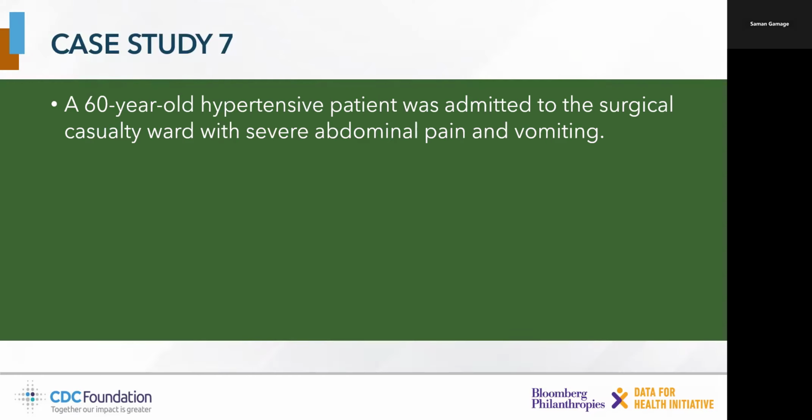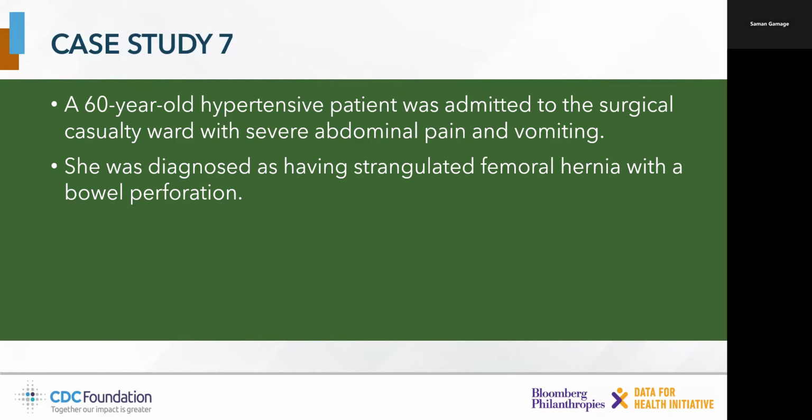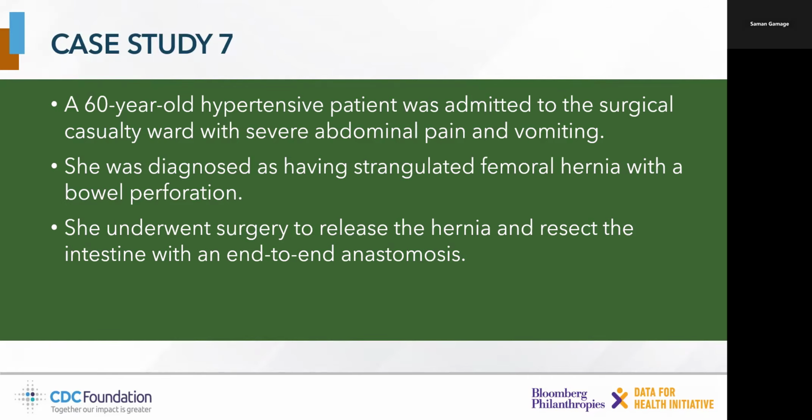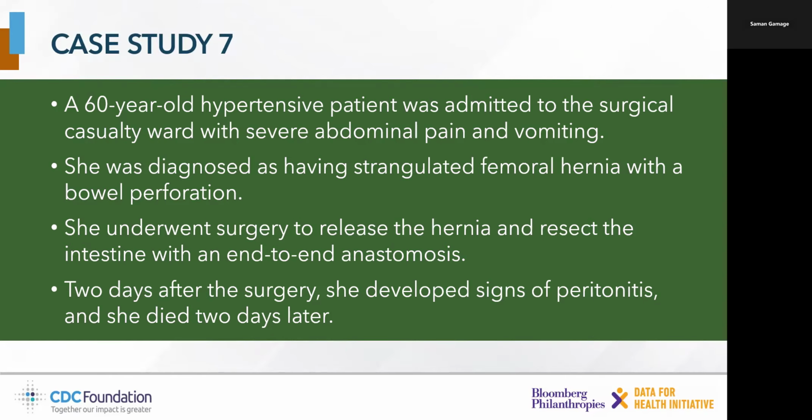There is another case study. A 60-year-old hypertensive patient was admitted to the surgical casualty ward with severe abdominal pain and vomiting. She was diagnosed as having strangulated femoral hernia with a bowel perforation. She underwent surgery to release the hernia and resect the intestine with an end-to-end anastomosis. 2 days after the surgery, she developed signs of peritonitis, and the patient died 2 days later.